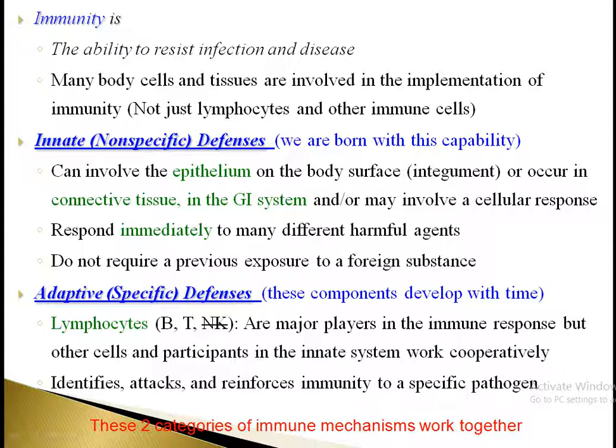It can involve the epithelium on the body surface, or occur in connective tissue, in the GIT system, or it may involve a cellular response. The second type is specific, acquired, or adaptive. This specific type of immunity involves the production of lymphocytes, either B lymphocytes or T lymphocytes.